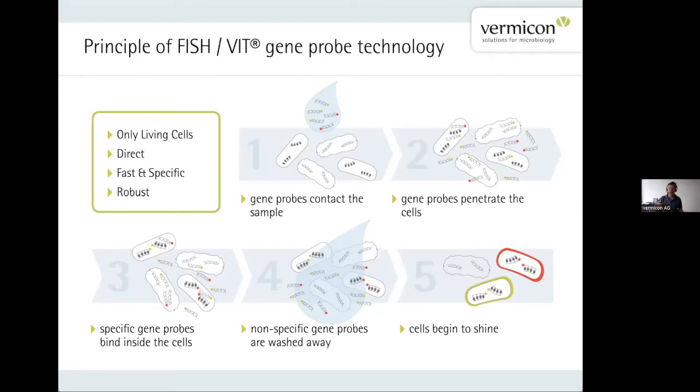So this is summarized, in the headlines, as gene probe technology, because we made a further development of FISH. We developed it to an industrial standard, and so we call this FIT gene probe technology. But it's based on the FISH technology. So what happens with FISH?